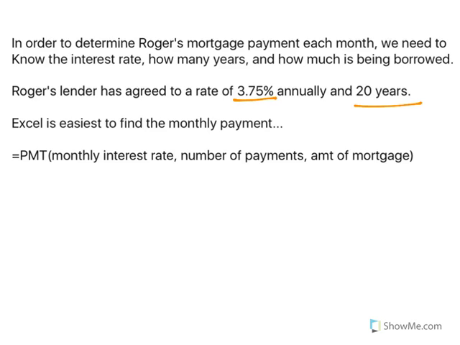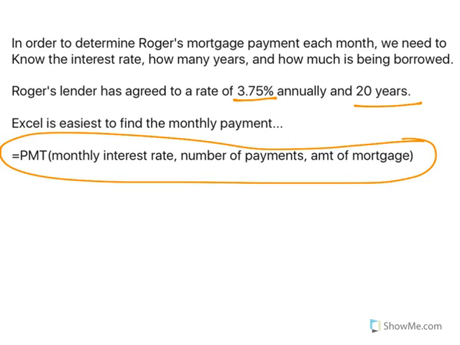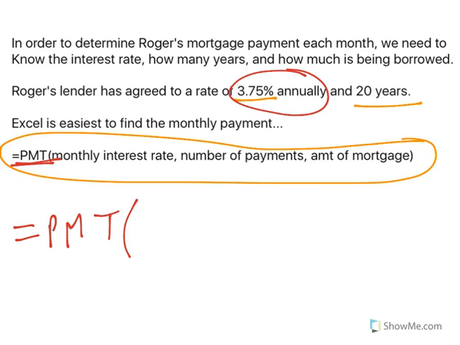So Excel is definitely the easiest way to find the monthly payment, and this is the overall formula. If you're trying to find the payment, it starts with PMT, and this is how you'll type it in: equals PMT, parenthesis. Now we want the monthly interest rate. Well, for Roger, we have an annual interest rate. So if I change that percent to a decimal, and that's annual, to change it to monthly, I divide by 12, right? Because anything that's annual, if you divide it by 12, it becomes a month.